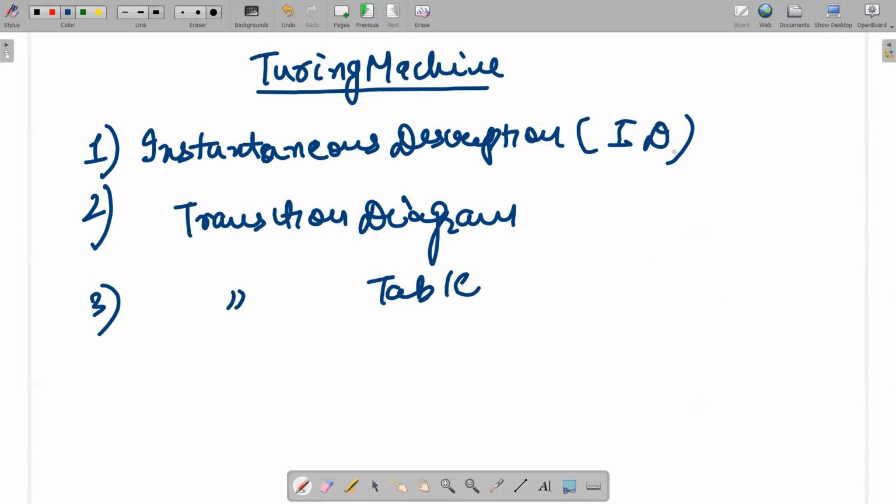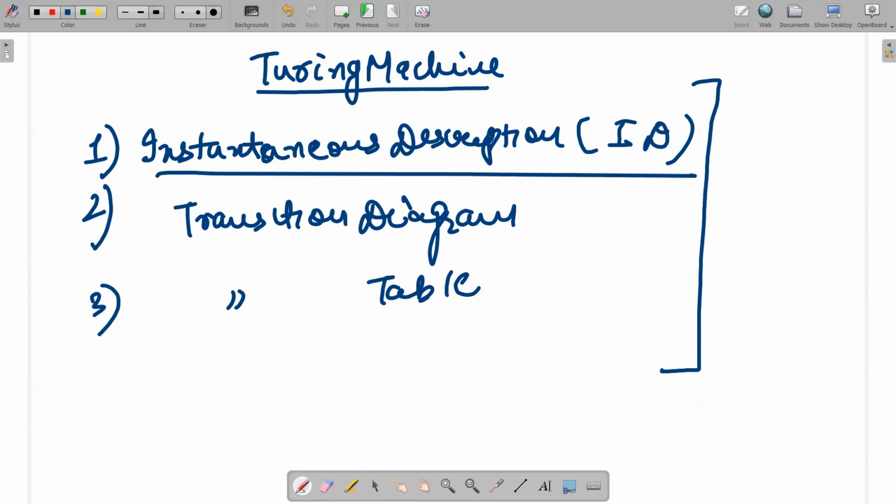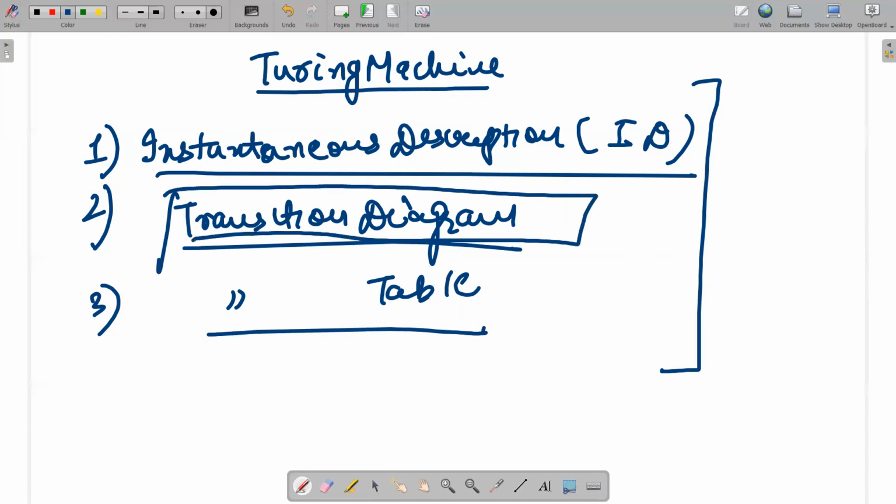In upcoming lectures you will see the instantaneous description, transition diagram and transition table. We will start with the transition diagram first. We will do certain examples, and after that we will discuss the concept of instantaneous description, right?